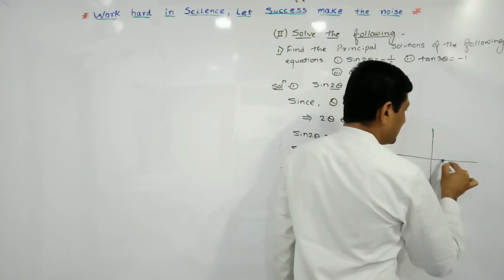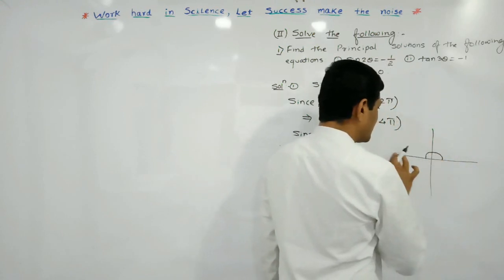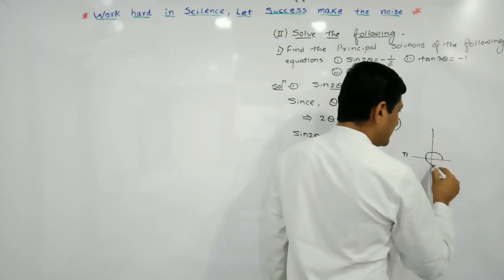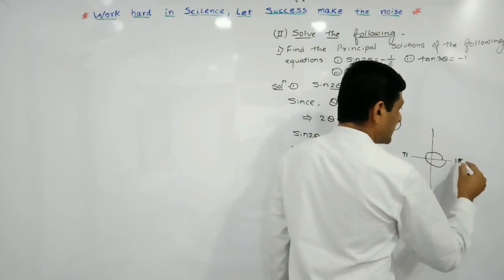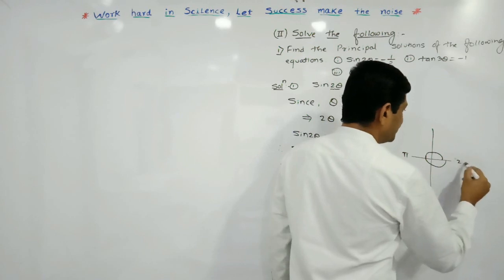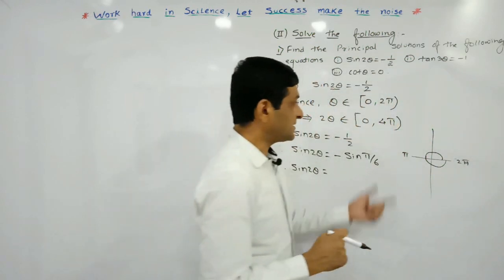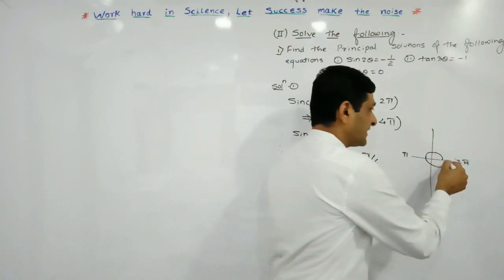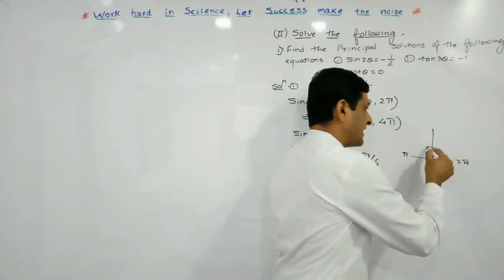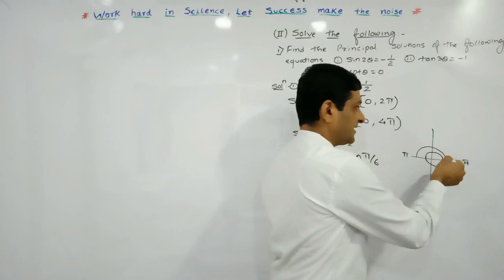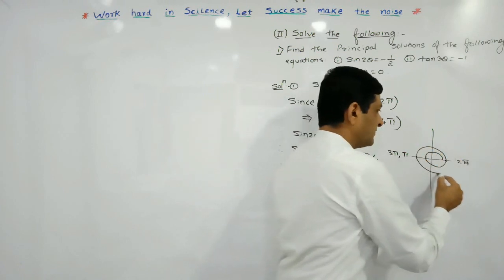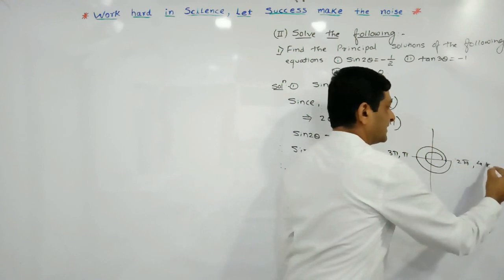Here the whole angle will be equal to pi, and after completing one revolution this angle will become 2 pi. But as it stands, our interval is from 0 to 4 pi, so we take another revolution. Here we will get 2 pi plus pi equal to 3 pi, and here we will get 4 pi.